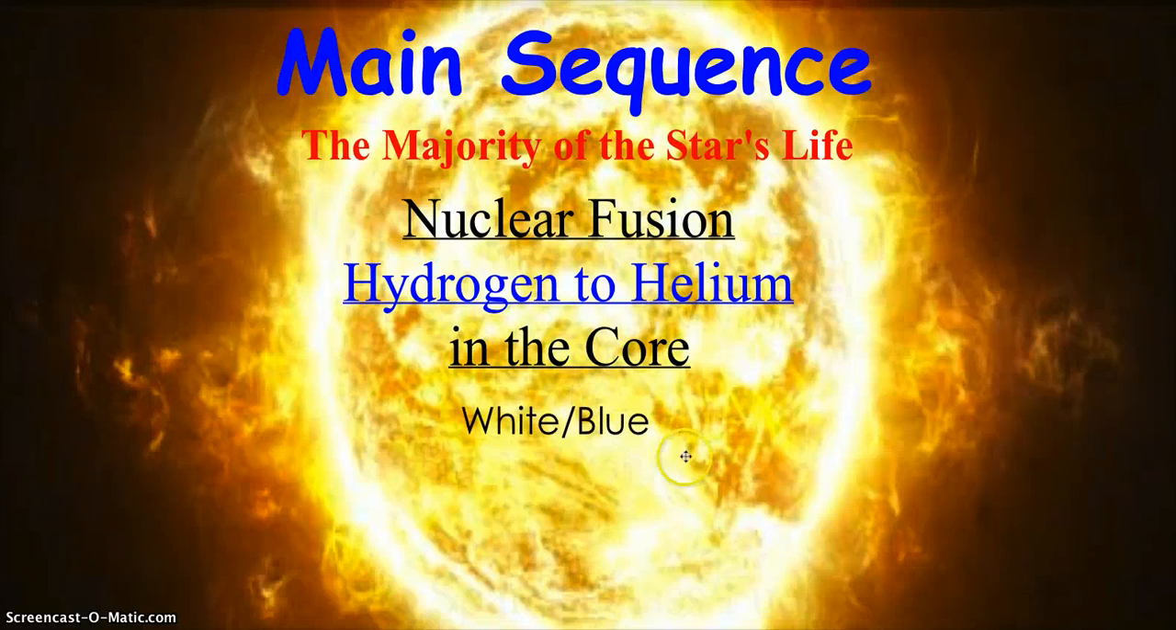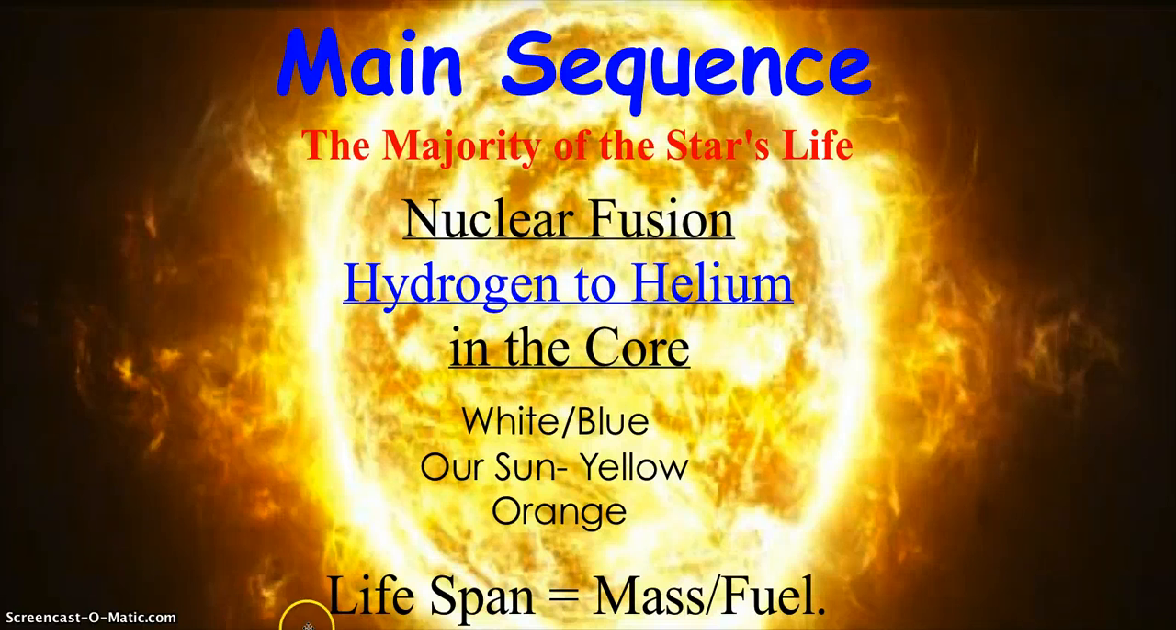And depending on the star, the white-blue stars in their main sequence are the hottest. Our sun, which is a star, is burning yellow, which is an average temperature, and the cooler main sequence stars are orange. And remember, the lifespan of a star depends on its mass. How long it will burn depends on how much mass is inside, because mass is its fuel.